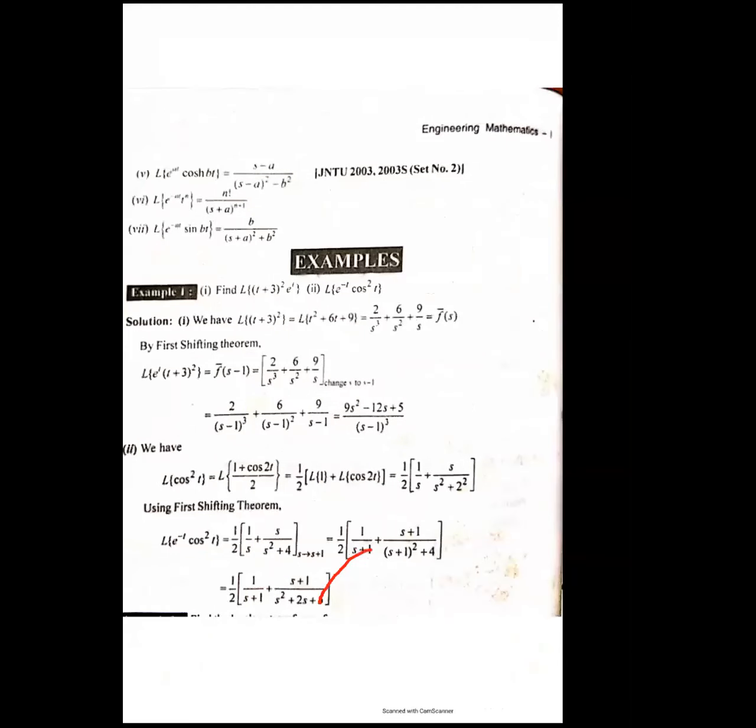Observe that in the second problem, L of e power minus t into cos square t. So first we check, is it possible to apply the linearity property?